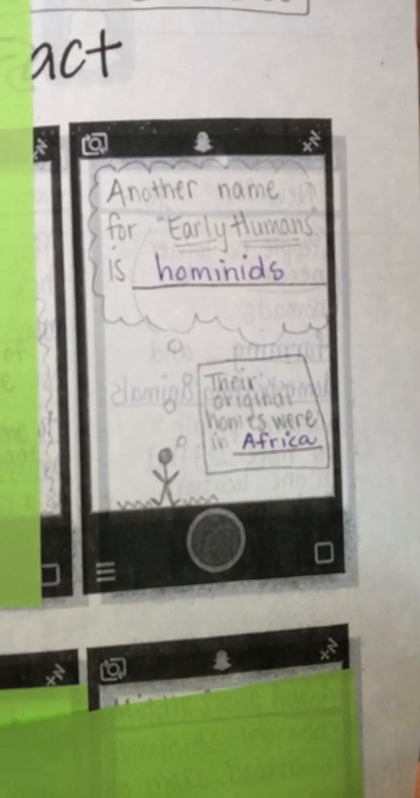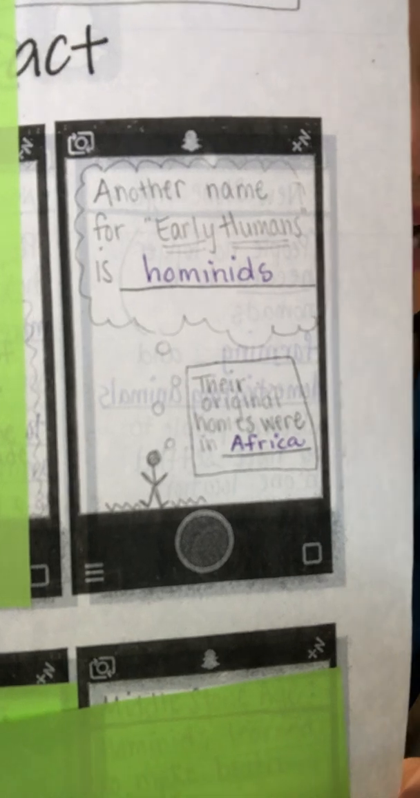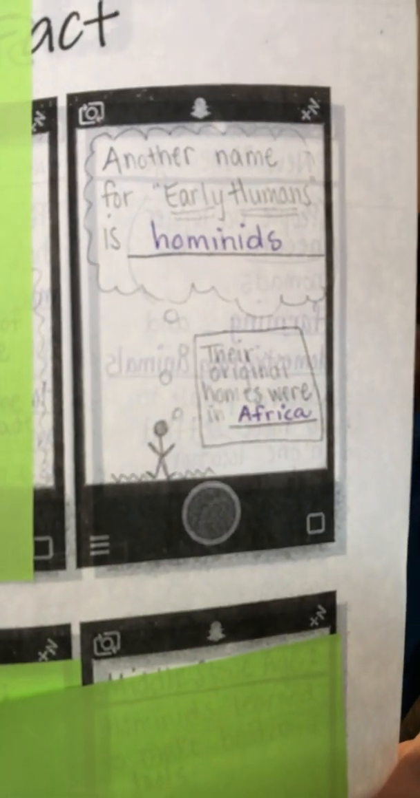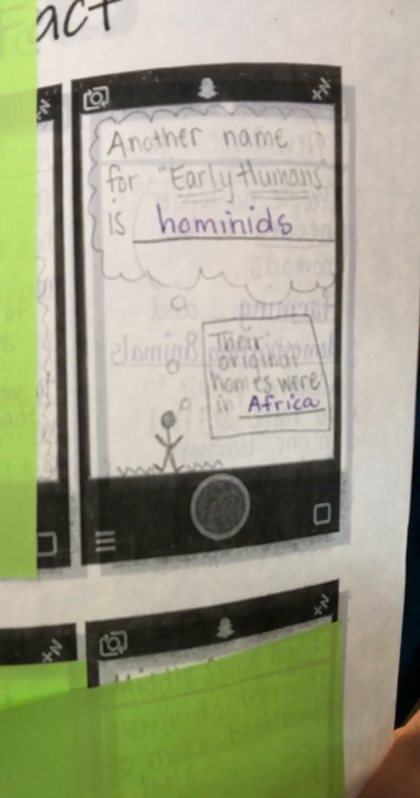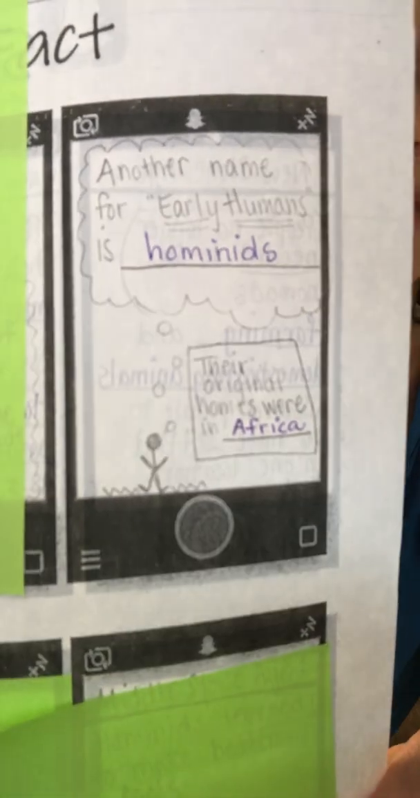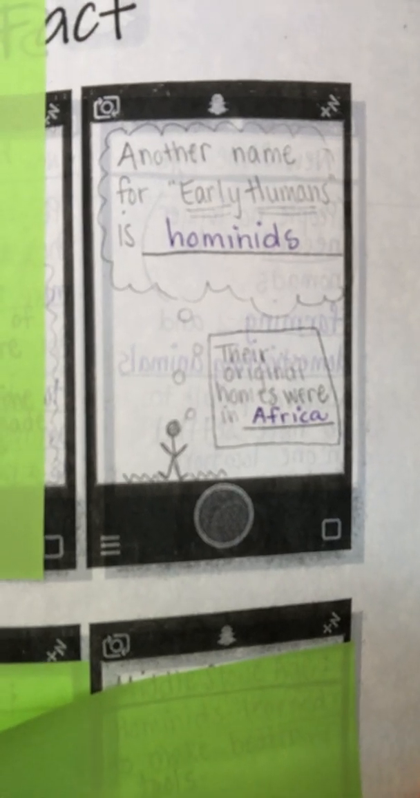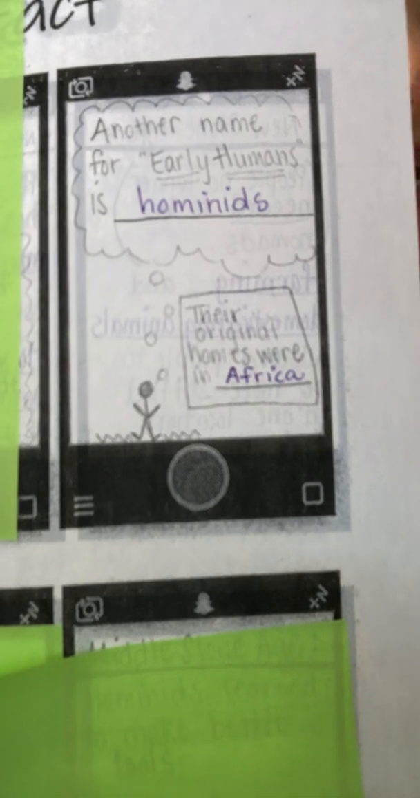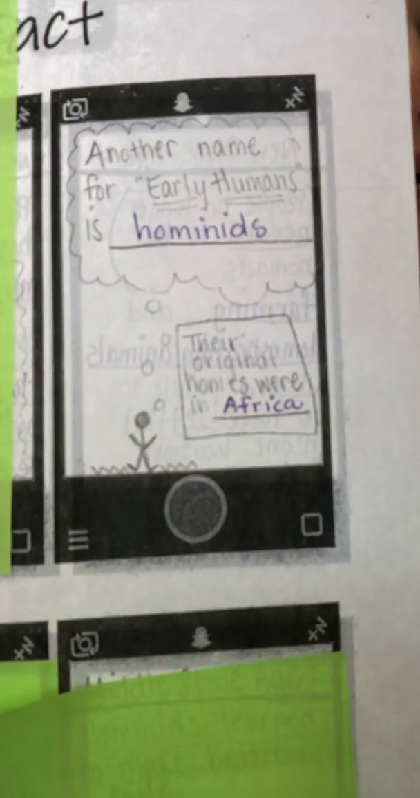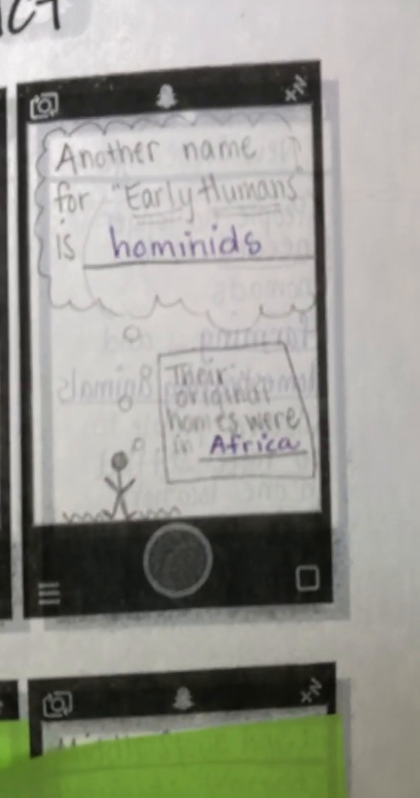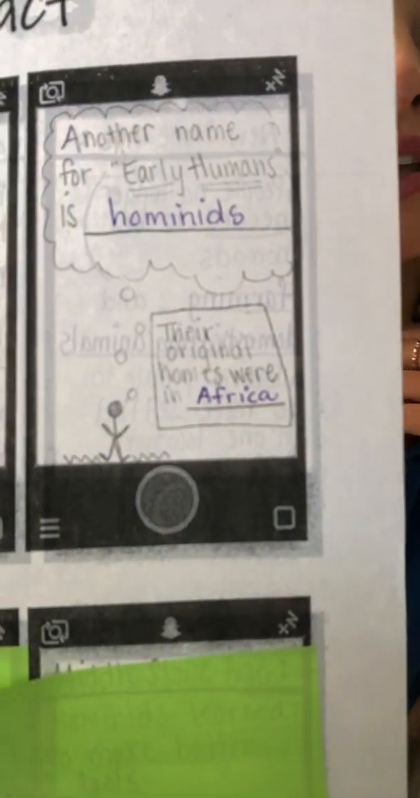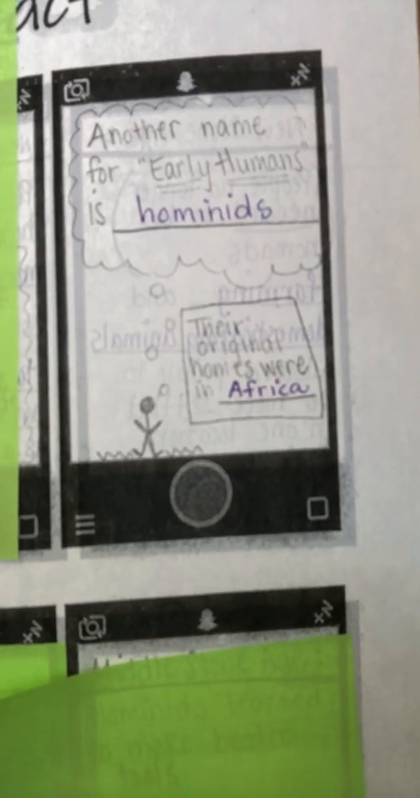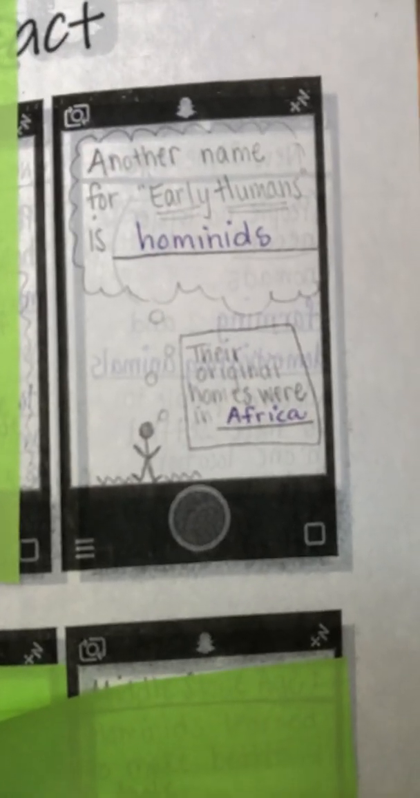Now that's because we can trace back all humans to the continent that we know today as Africa, okay? All humans' original homes were in Africa. Now, over the many years, they dispersed outwards to other lands. But we can trace all human culture back to the continent of Africa. And that's just a nice little fun fact from me to you.